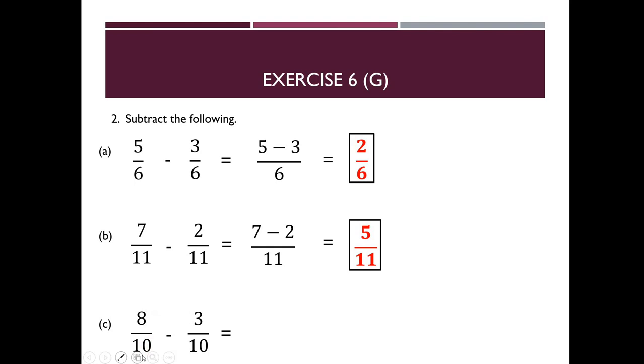Next we have 8 upon 10 minus 3 upon 10. We have the same denominator, that is 10. Let's subtract 8 minus 3. 8 minus 3 gives us 5. We bring the denominator as it is, so that is upon 10. So the answer is 5 upon 10.